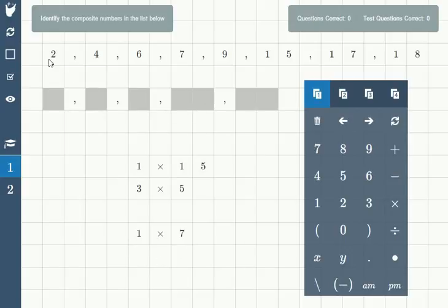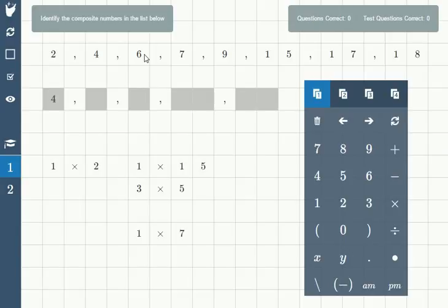Well, let's start with 2. How many ways can we make 2 using multiplication? Well, we can do 1 times 2, and that's it. Which means that 2 must be a prime number because it only has 2 factors, 1 and itself. What about 4? Well, we could do 1 times 4, but we could also do 2 times 2, which means that 4 must be a composite number because it has more than 2 factors, so we can put a 4 in the first answer box.